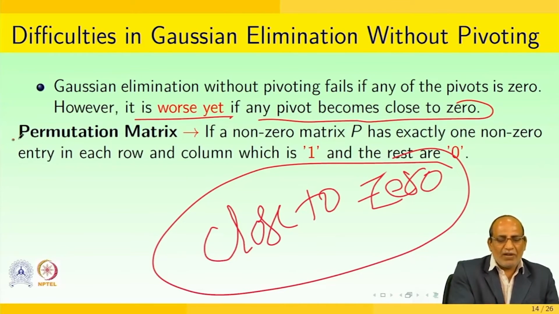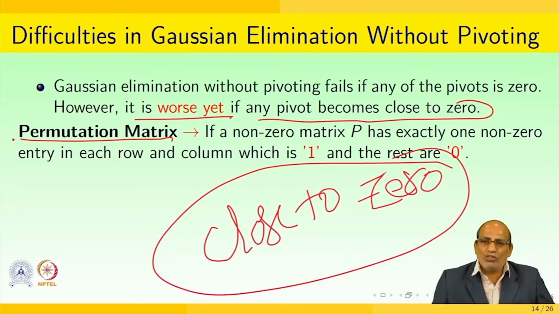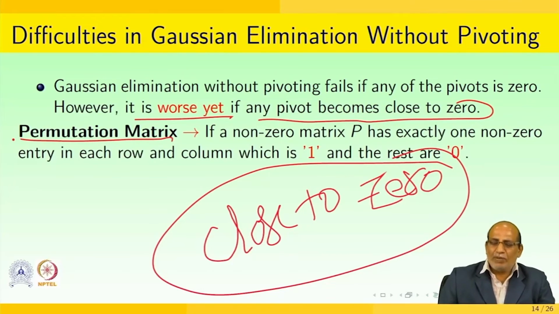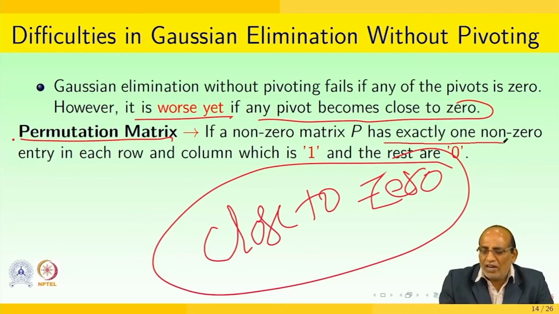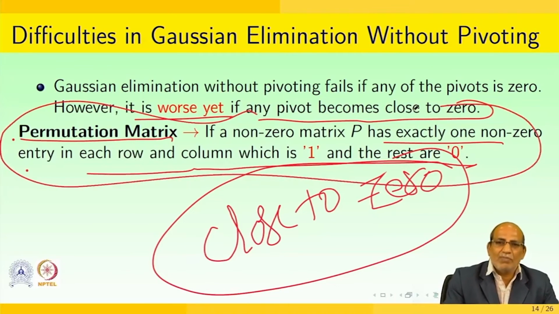Let's see the permutation matrix. We require the permutation matrix quite often because we keep on changing the rows and columns. If a non-zero matrix P has exactly one non-zero entry in each row and each column, which is 1, and the rest is 0, then such a matrix we call a permutation matrix.